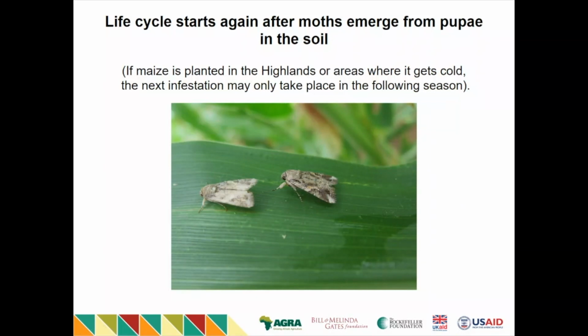So it's important that farmers understand this cycle, because if maize is grown in highland regions where it is cool at night time, the next infestation may only take place next year. But if, for example, it's in a tropical low-lying area, the infestation may be directly onto the same plants or on a neighboring field. And that reinfestation is, of course, much more serious there. So it's important to see biology in context with the whole cropping system.